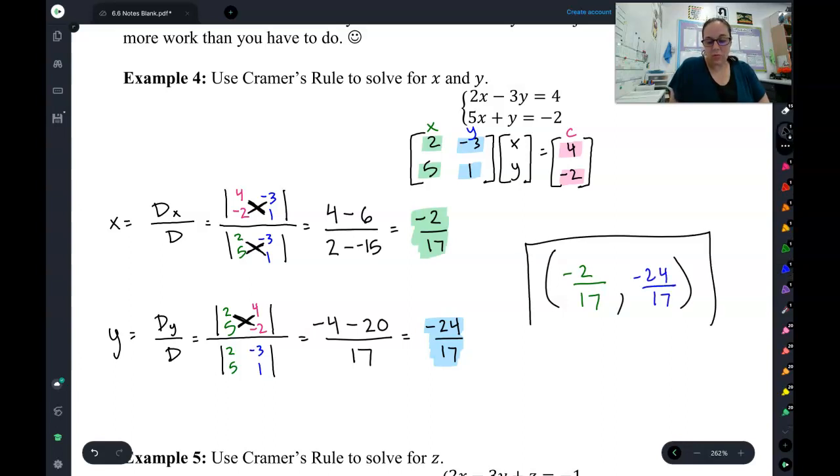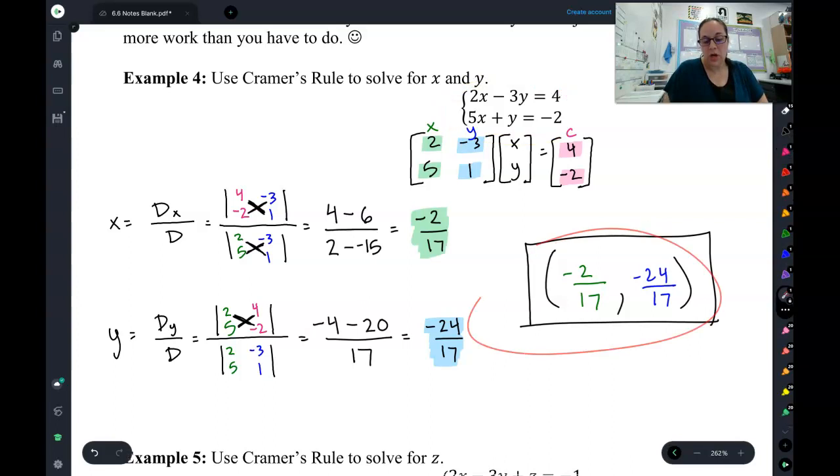And so using our vocabulary, this would be a consistent independent system because it has a single solution. And if you had solved this system using any of our other methods that we've learned this whole chapter, you would get the same answer.